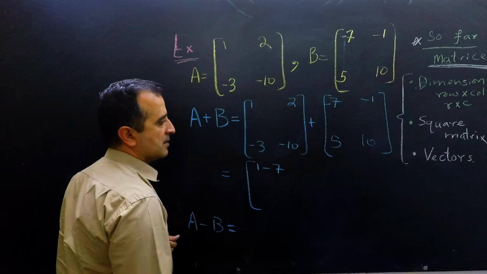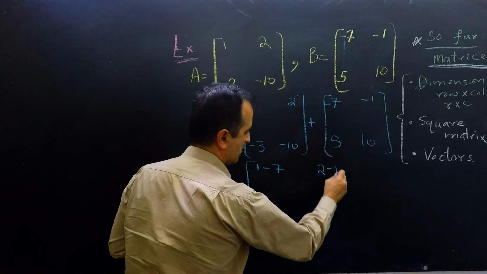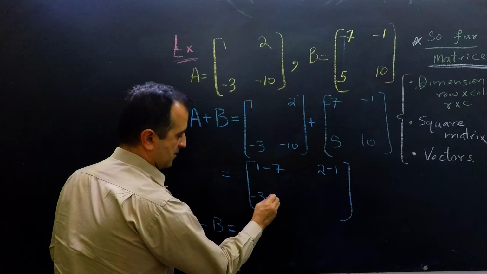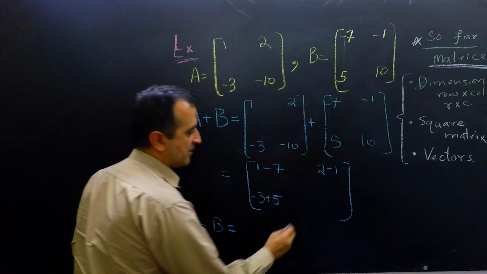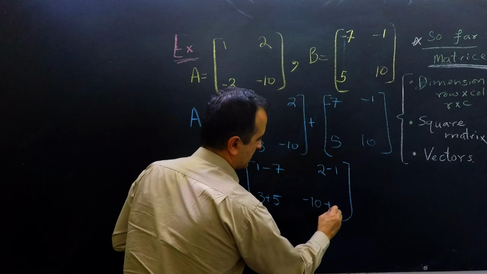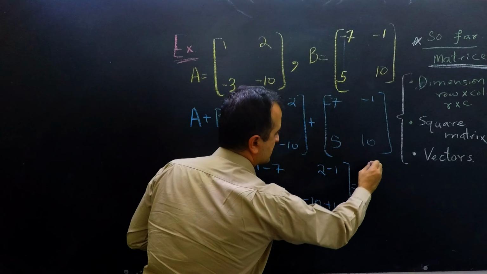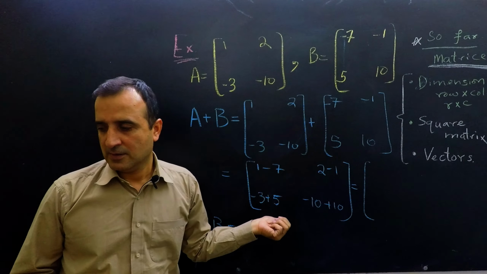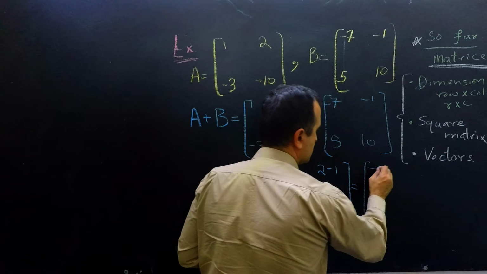1 minus 7. 2 minus 1. Very good. Then minus 3 plus 5. Minus 10 plus 10. Now we can solve this. So what is minus 1 minus 7? Minus 6. So it is minus 6.